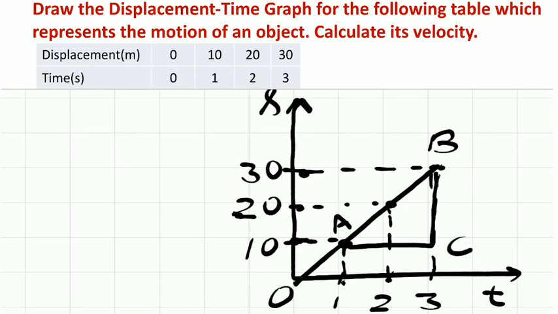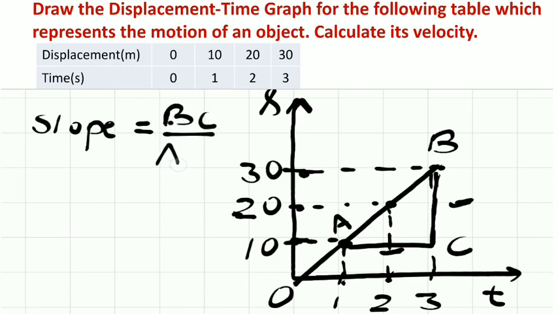Now we need to calculate the velocity using this graph. So the slope of this graph will be, watch here, slope is height upon distance. This is the height and this is the distance. BC is the height upon AC is the distance, and this slope of the displacement time graph is velocity. The slope of the displacement time graph is velocity.